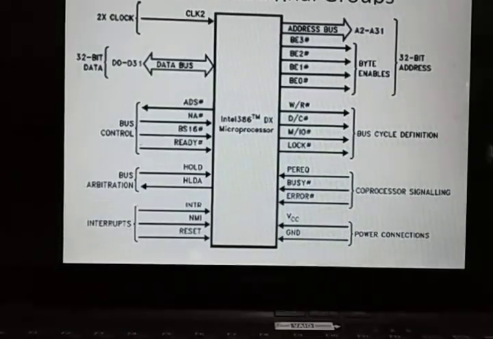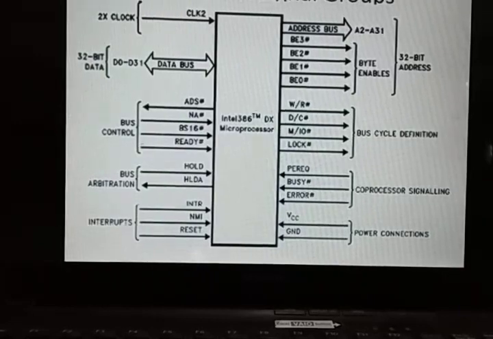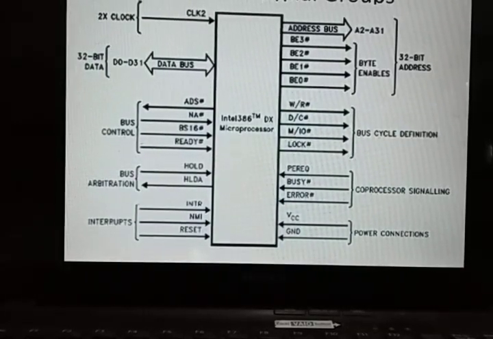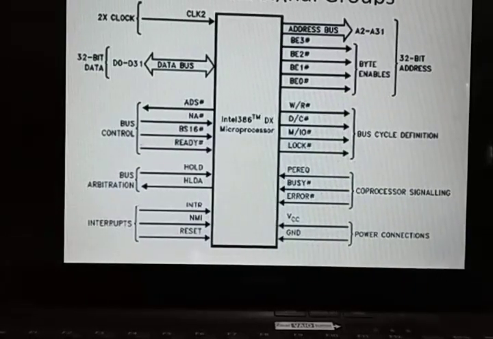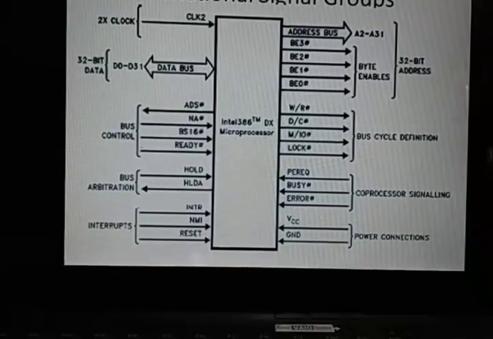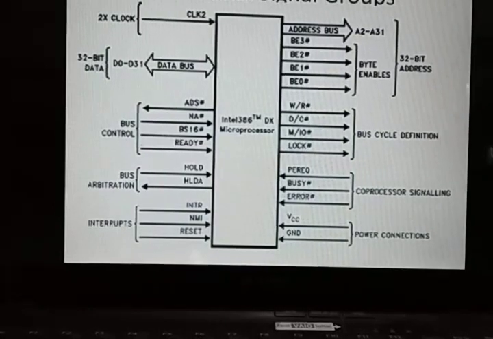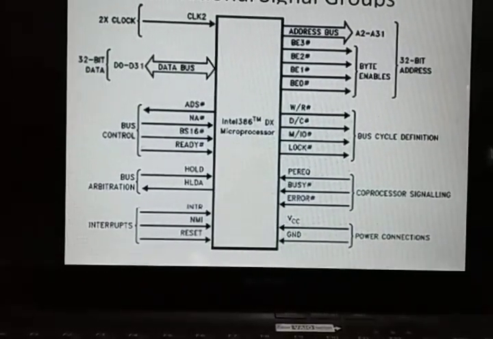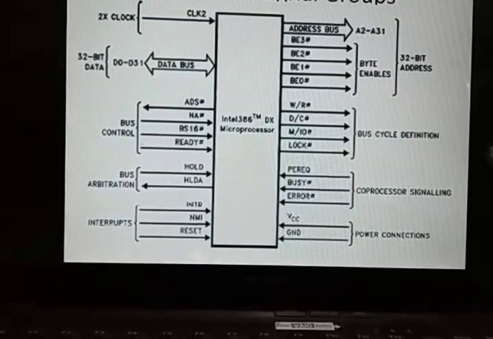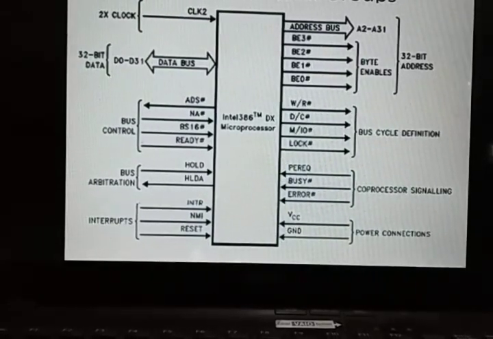Then your next pin is a lock pin. So this pin enables the CPU to prevent other bus masters from gaining control of the system bus. So basically this pin indicates right now your buses are busy executing some task, so you cannot access the buses for the next cycle. So the lock pin basically indicates you cannot gain access to the system bus.